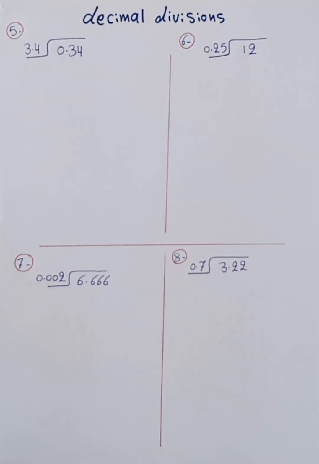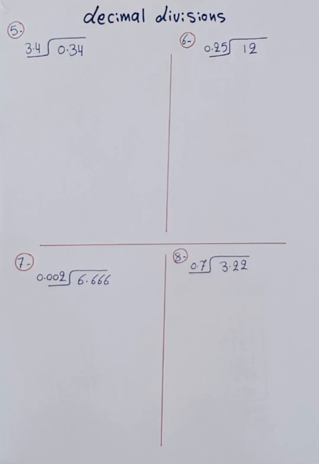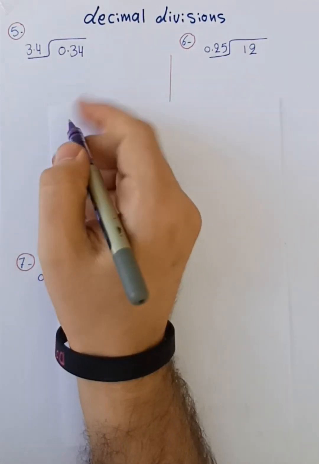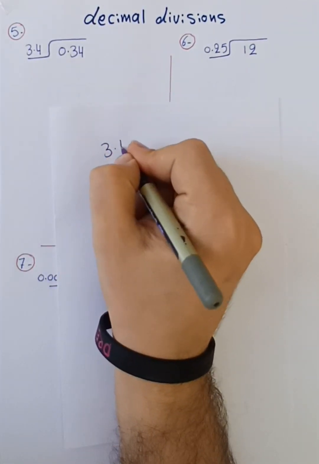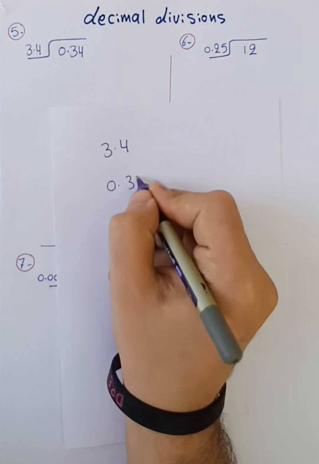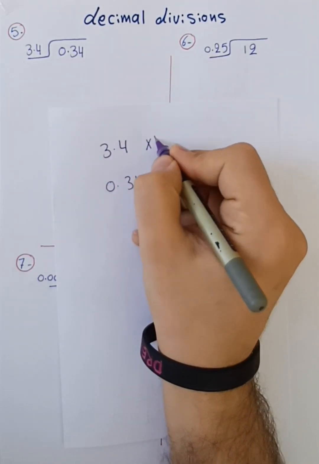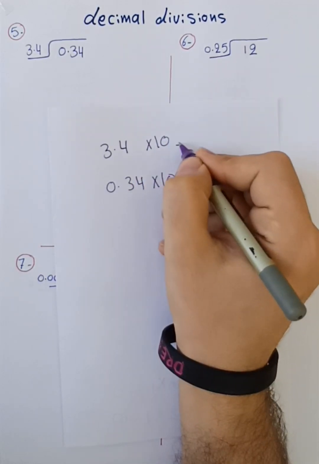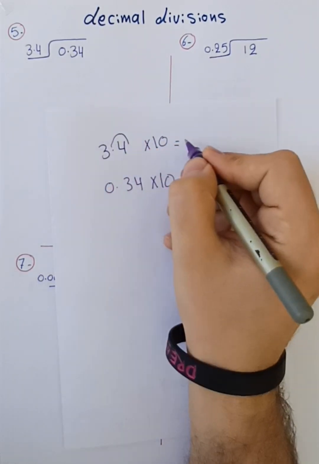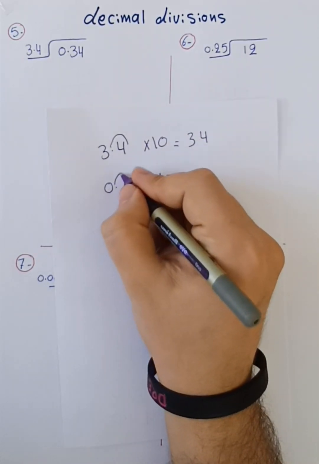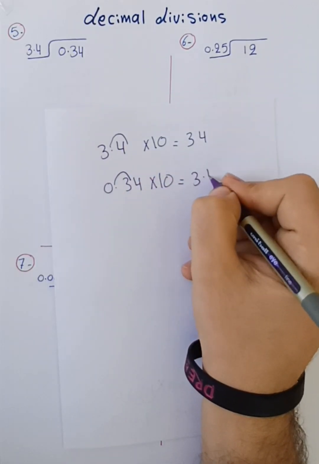Example number 5, we have 0.34 divided by 3.4. The divisor is a decimal number, so you have to change it by multiplying 3.4 and 0.34. After this point you have only one number. We have to multiply by 10. This decimal point moves 1 step to the right, so it becomes 34, and in 0.34, this decimal point moves 1 step to the right, becoming 3.4.